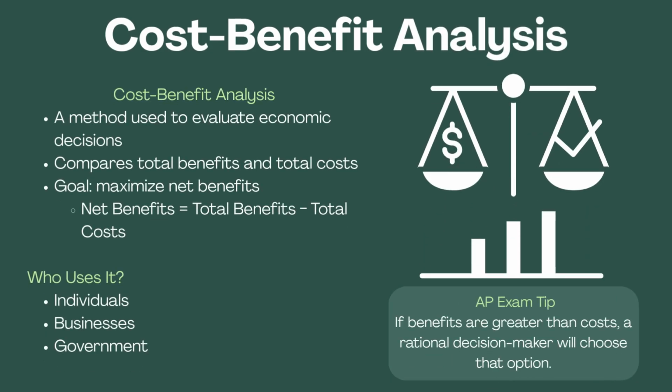Cost-benefit analysis. To make rational decisions, economists must use cost-benefit analysis. Cost-benefit analysis means comparing the total benefits of a decision to the total costs. The goal is to maximize net benefits, which equals total benefits minus total costs. This process is used by individuals, businesses, and governments whenever they make important decisions. A rational decision occurs when the benefits outweigh the costs. AP exam tip: If benefits are greater than the costs, a rational decision maker would choose that option.